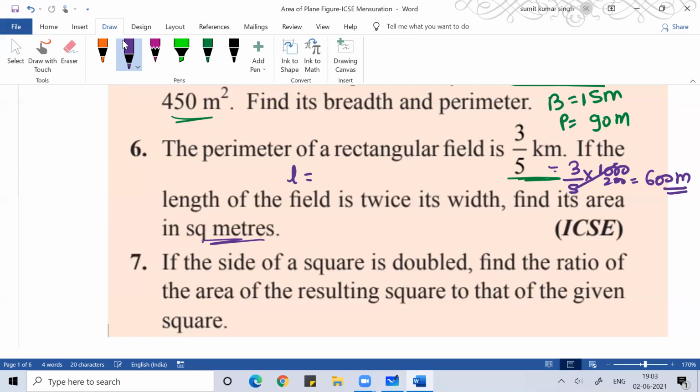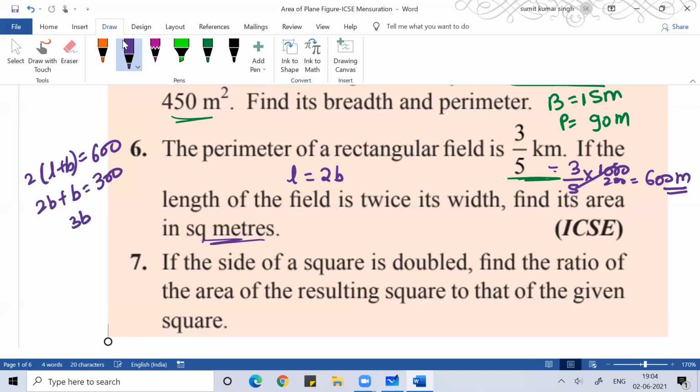The perimeter is actually 600 meters. So length is twice the width. Suppose width is B. So the length will be 2B. So what is the formula of perimeter? 2 into (L plus B). That is given to you as 600 meters. So in place of L, you can write 2B. 2B plus B is 300 meters.